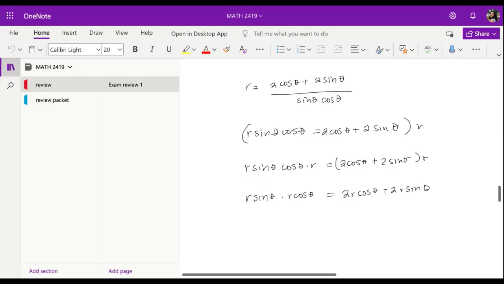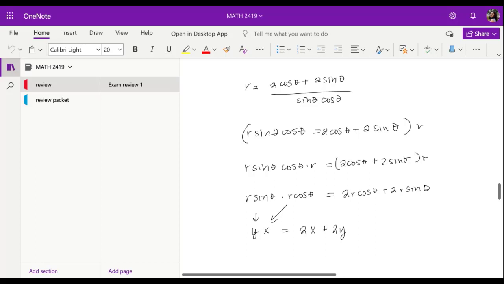So now you can actually plug in our equations that we talked about originally. r sine theta is the same thing as y, and r cosine theta is the same thing as x. And we can do the same for the other side. So we have 2r cosine theta, so that's 2x. And we have 2r sine theta, and that's the same as 2y. So our final equation is this, or you can simplify it further if you want.